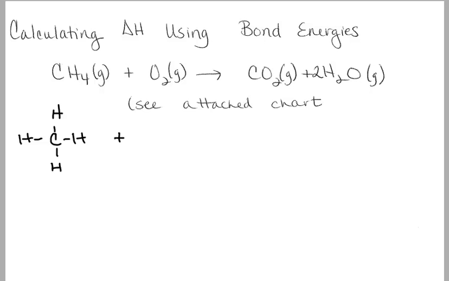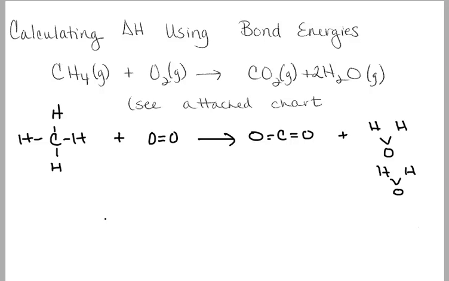We have O2. Looks like that. It's double bonded. Should know that. CO2 is a carbon double bonded to 2 oxygens. And then H2O. Those are your structures. We have 2 H2Os, so we have to draw both of those. So those are all the bonds that we have. And I like to just draw this little arrow there.